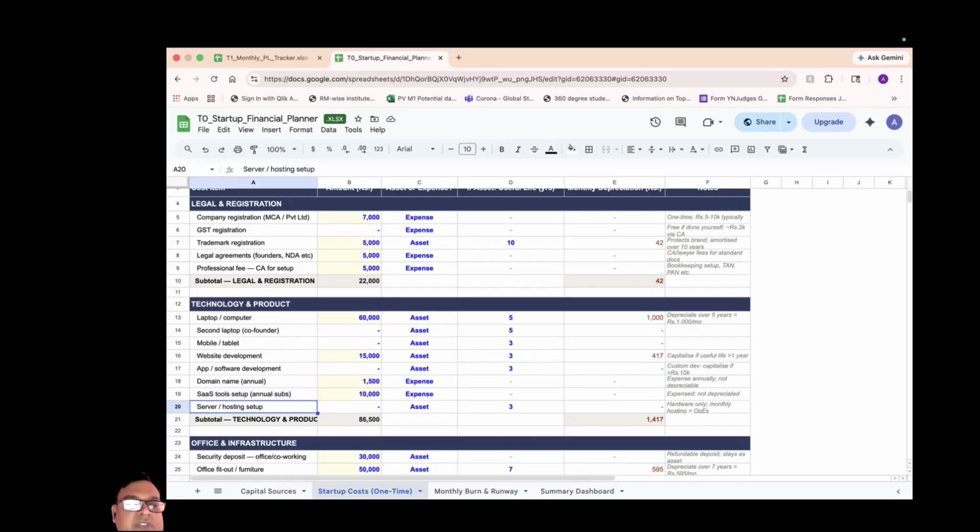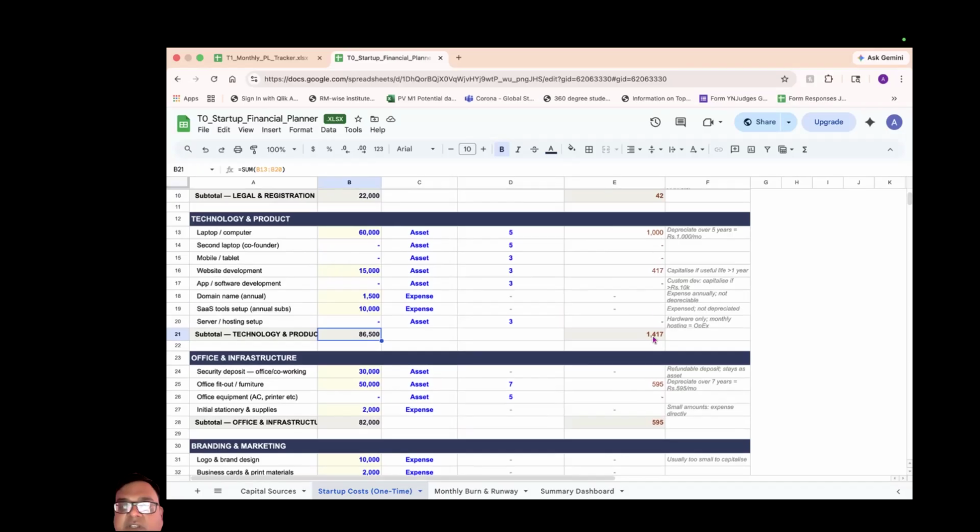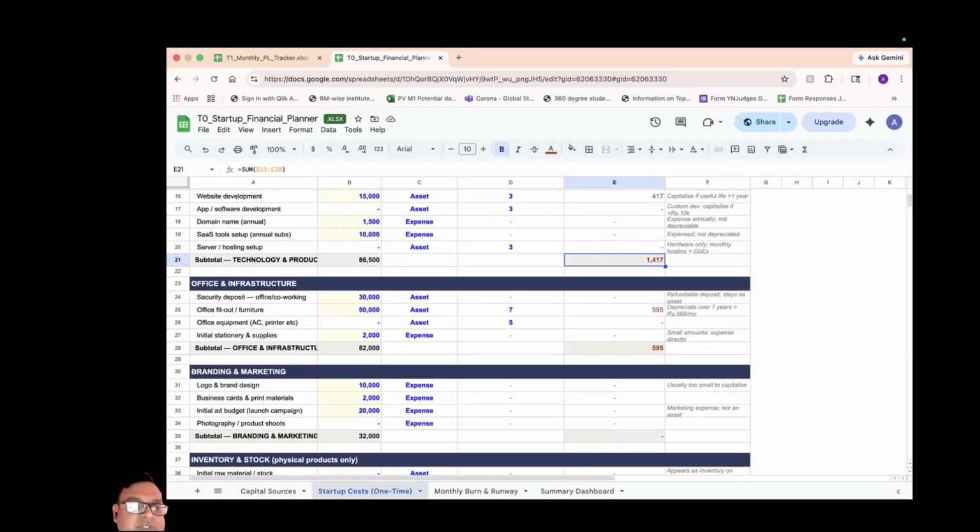Then, server and hosting setup. This is an asset, so it could be hardware only, particularly. Monthly hosting can be there, but currently it's not required for this startup. The total technology cost is 86,500, which is B13 to B20, so we have used the sum formula. Fine. And if you total, your depreciation value is 1,417.